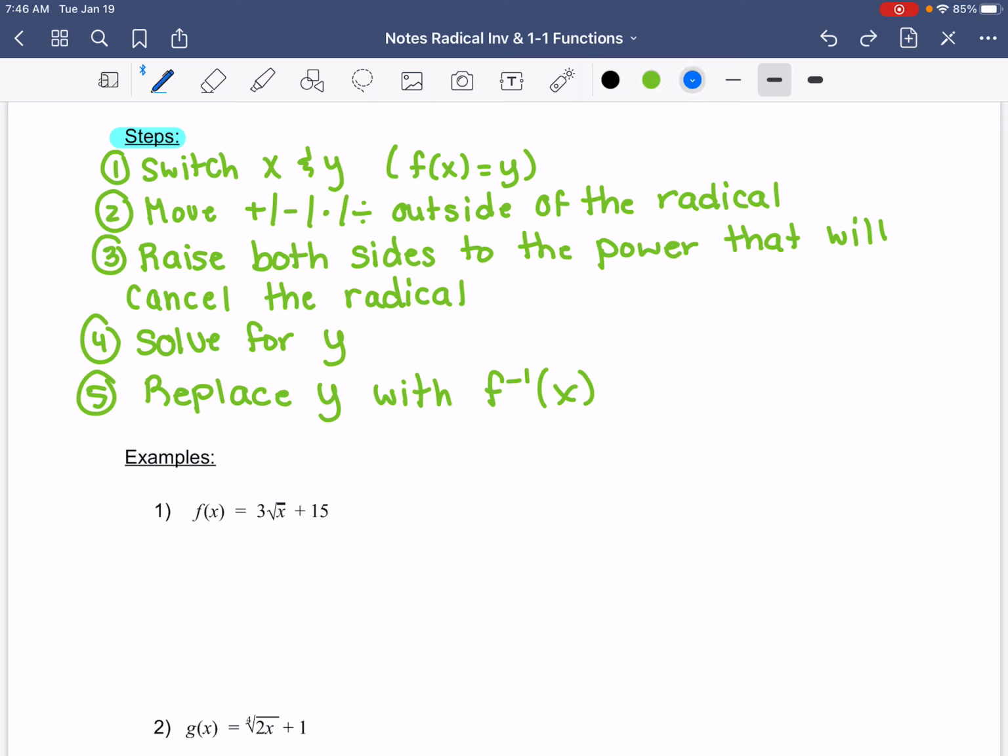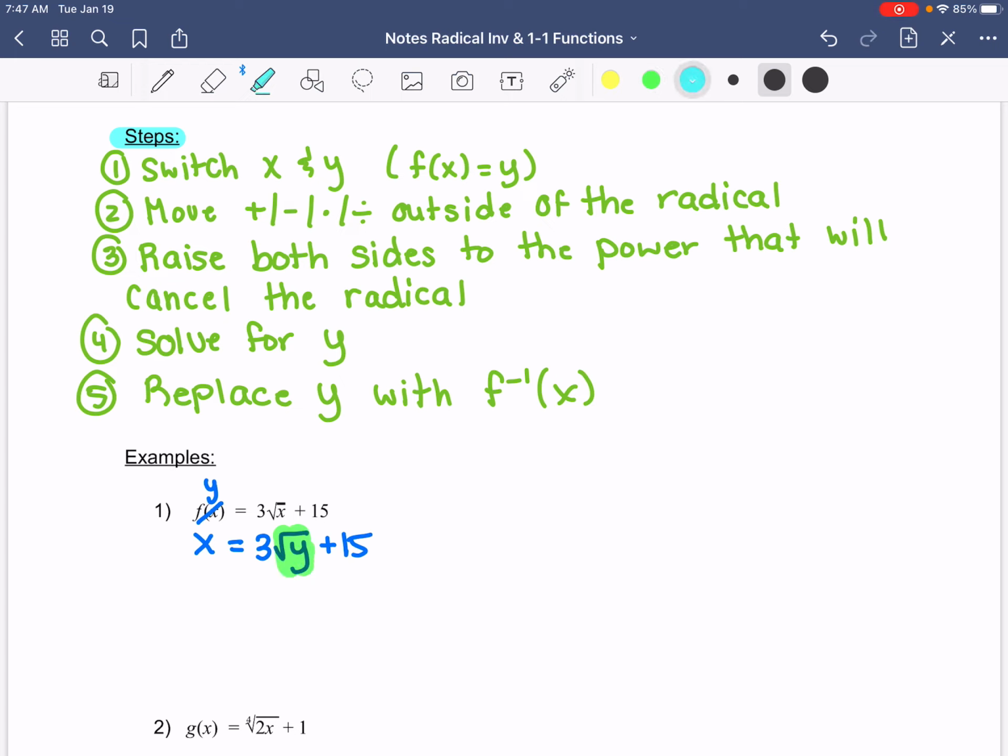My first step is to switch x and y, but I don't have a y. This f of x is my y. So when I switch, I get x equals 3 square root of y plus 15. Okay. Step 2 is to move any adding, subtracting, multiplying, dividing that's outside the radical. So this is my radical piece. I need to get that by itself.